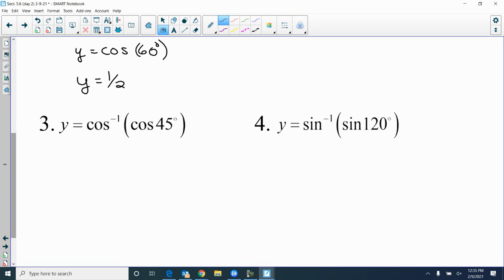All right, this is like the ones on the little 10-point quiz. What's cosine of 45 degrees? Okay, adjacent side, 45, 45, 90 triangle. Connor, you remember cosine of 45? Square root of 2 over 2. So now we say y equals inverse cosine of square root of 2 over 2. What angle has square root of 2 over 2? That would be 45 degrees.